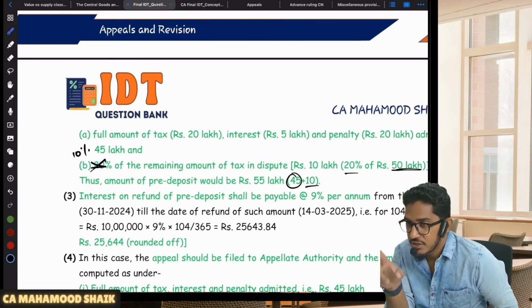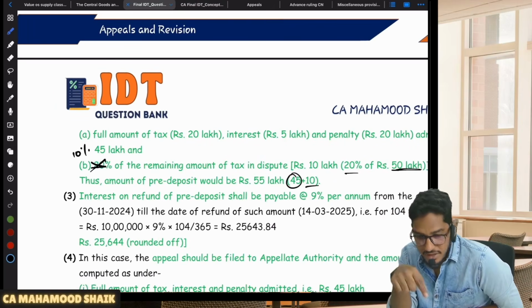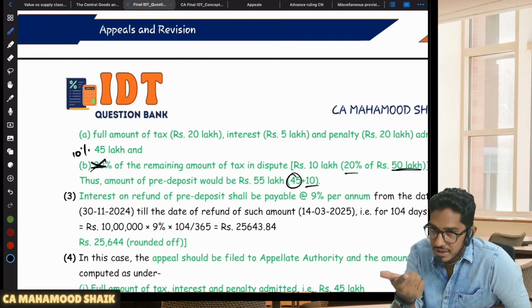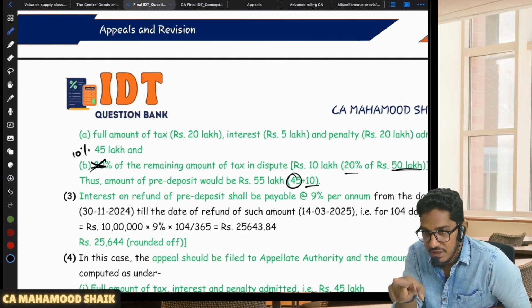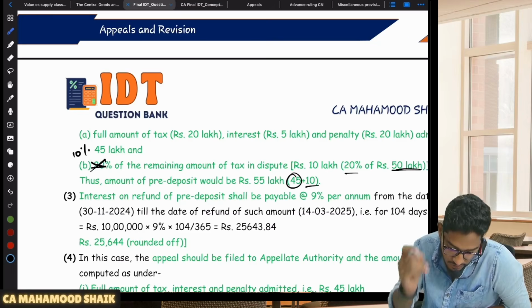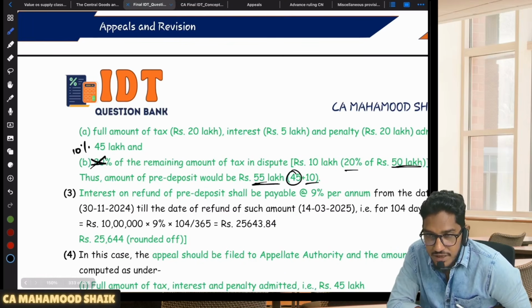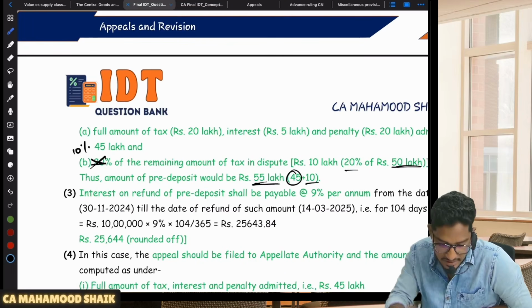When you are considering the total 50 is only CGST, then even this should have been doubled. That pre-deposit amount, that admitted tax liability, also should have been doubled. But they are doing the adjustment at only one place. So you do one thing, you do it only 10%. So the amount of pre-deposit will be how much? 55 lakhs. Understood? Clear and comfortable?